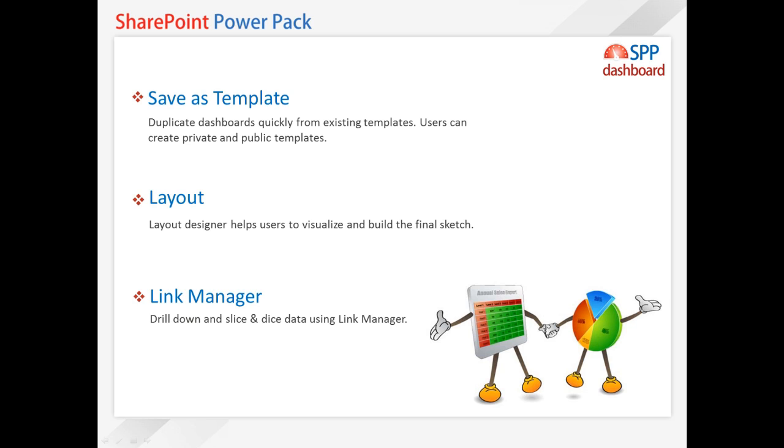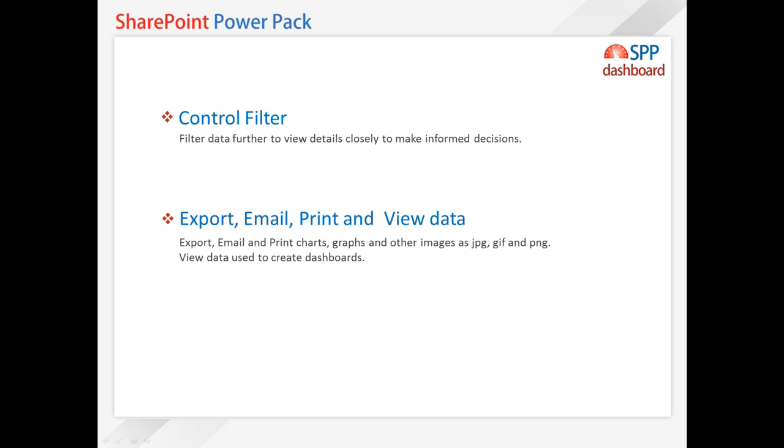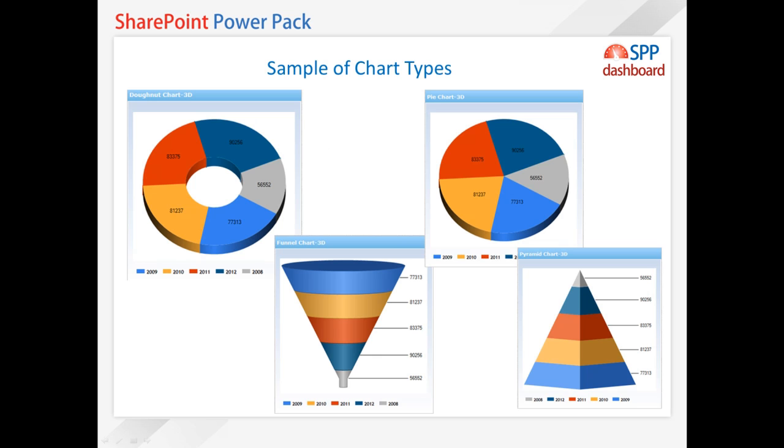SPP Dashboard's Link Manager enables drill down so users can slice and dice data. SPP Dashboard's Control Filter filters data to view details closely. Now you can export, email, print and view data.